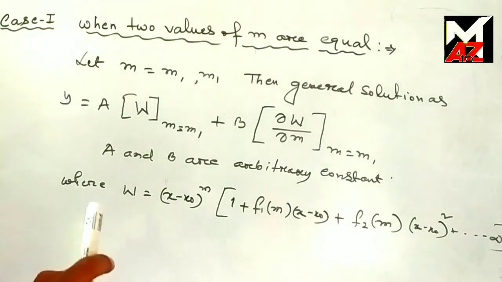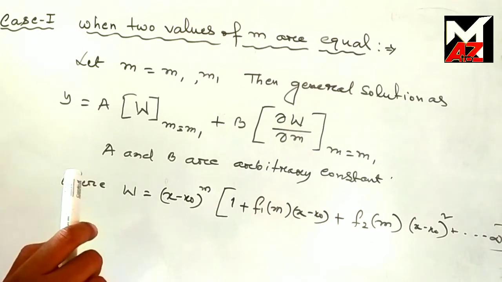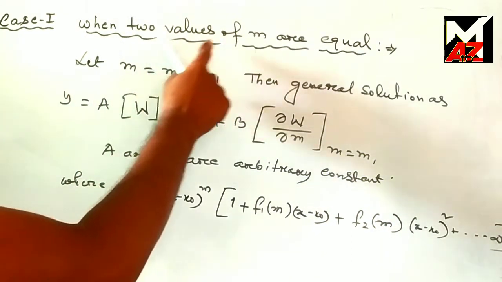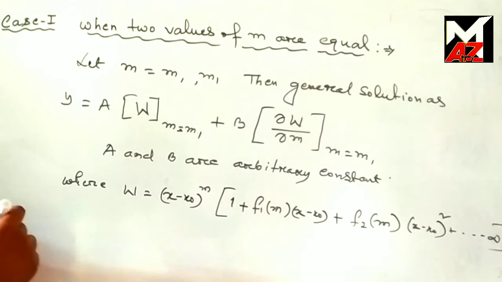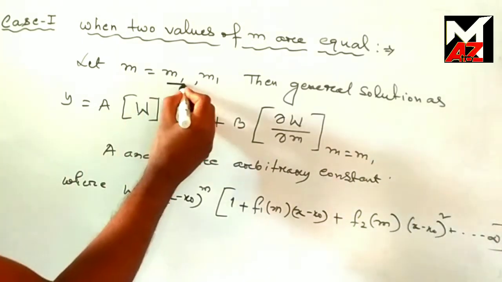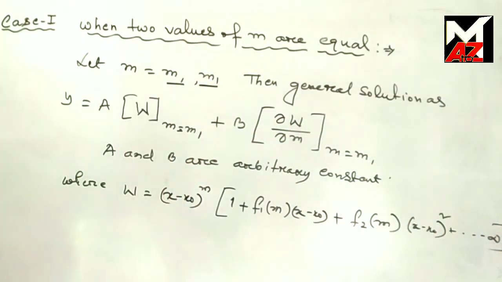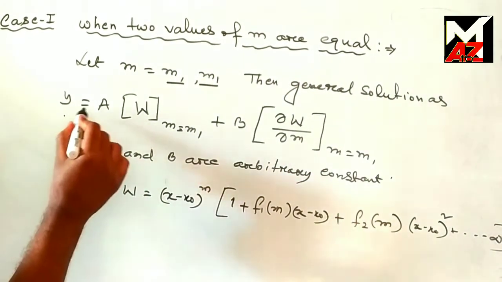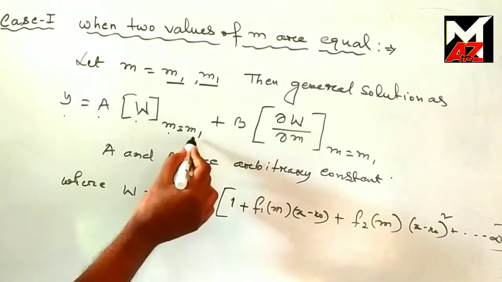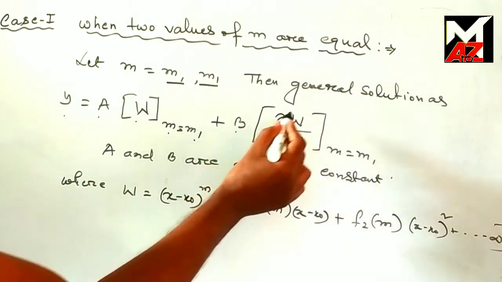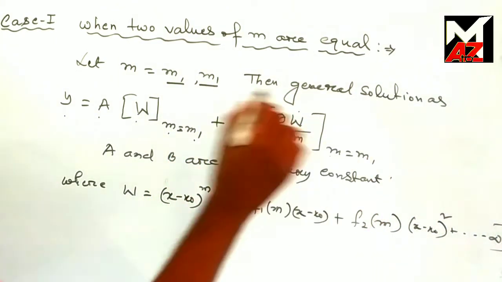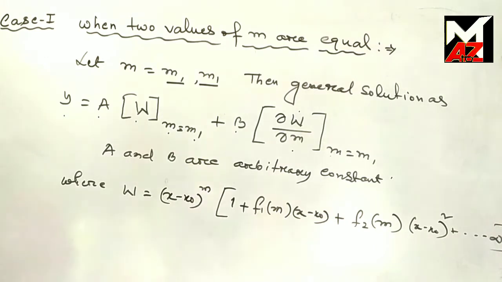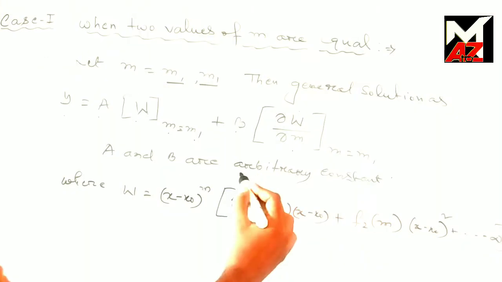Case 2: here let the two values of m be equal, both m1. The general solution in this case is y equal to a into w at m equal to m1, plus b into del w by del m at m equal to m1, where a and b are obviously arbitrary constants.